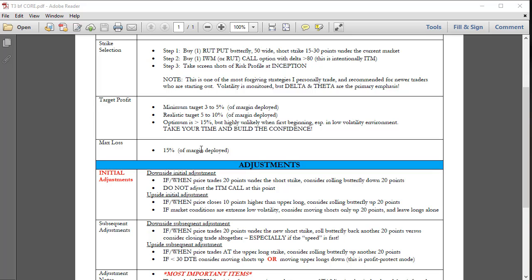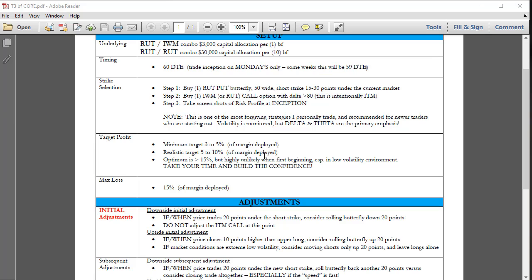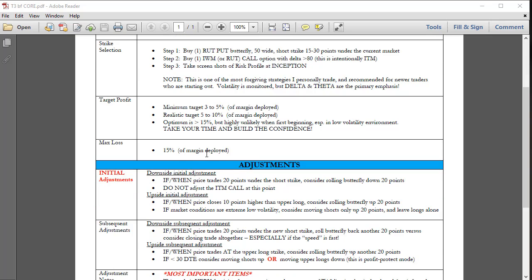Maximum loss, similar to the put only condor. It's a percentage of the margin deployed. So if it's a $22,000 trade and 15% of that is 3,300, well, you better honor that maximum loss. And while you're waiting for your target profits to be hit, be prepared that that's an amount you have to be willing to take the loss on. And I talked a lot about that already a few minutes ago.